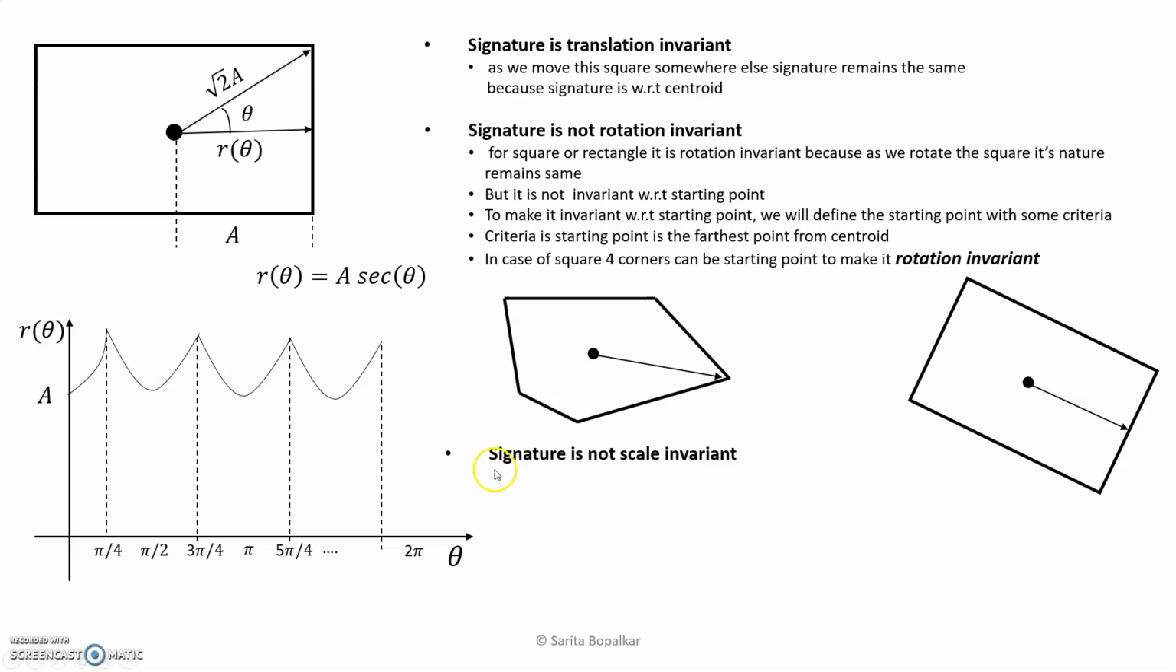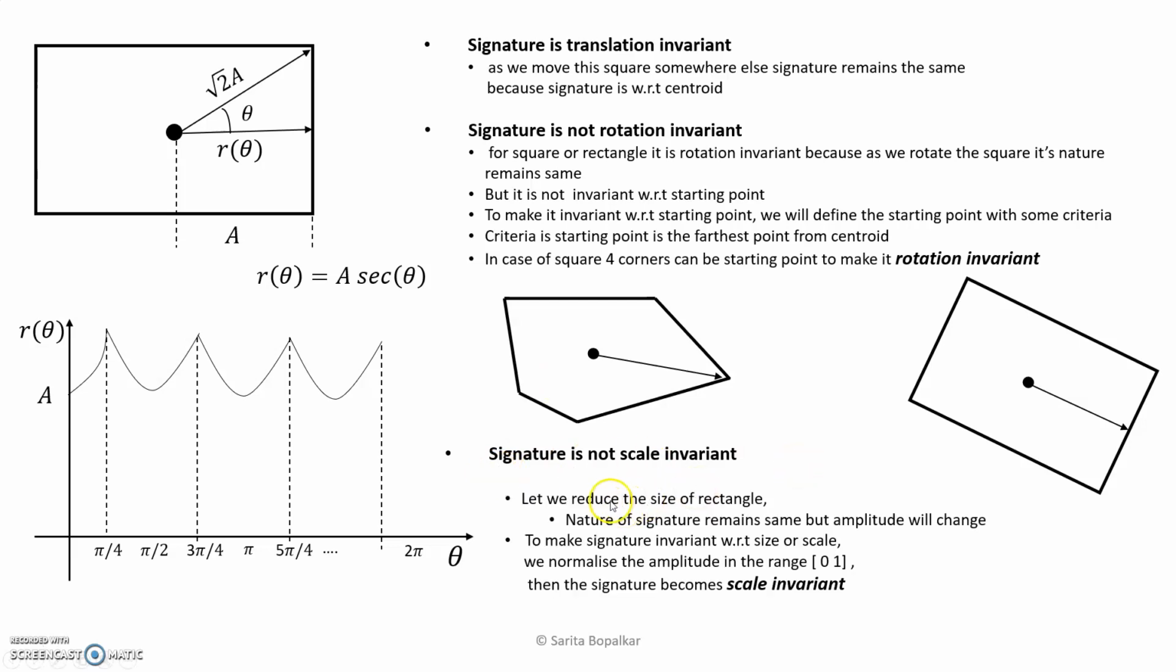Now signature is not scale invariant. Now how? If I reduce the size of the rectangle, what happens? What will be the change in the signature? If I keep the starting point the same, this one. Now here this distance is A. Only this distance A will change, becoming somewhat less than this A.